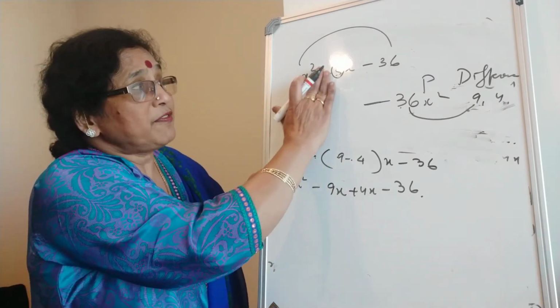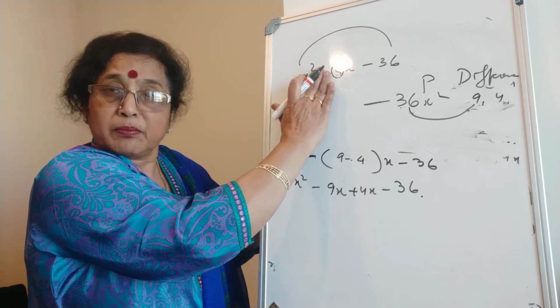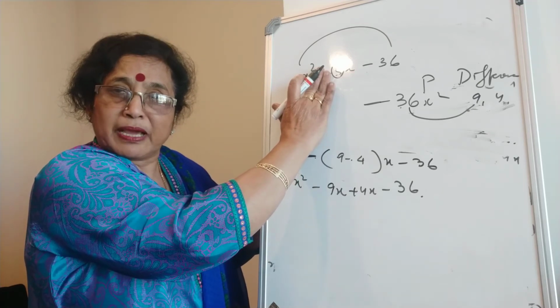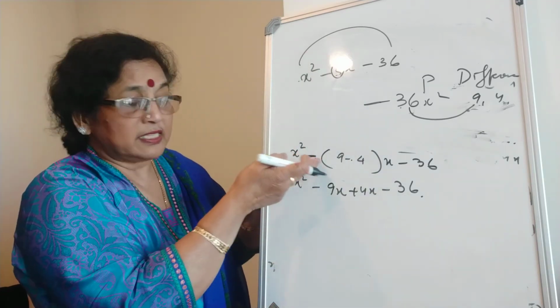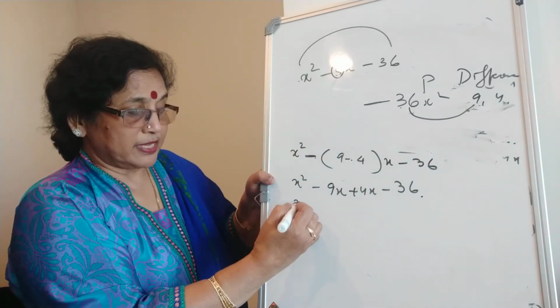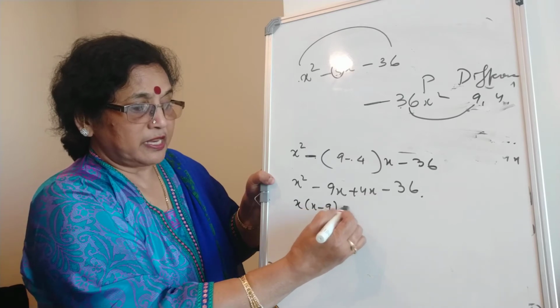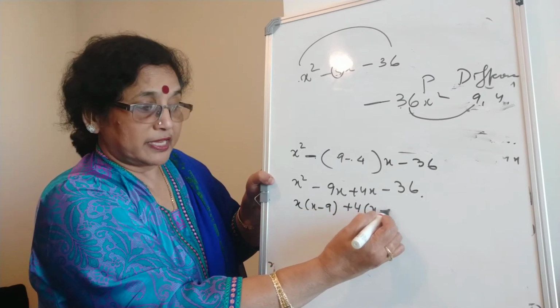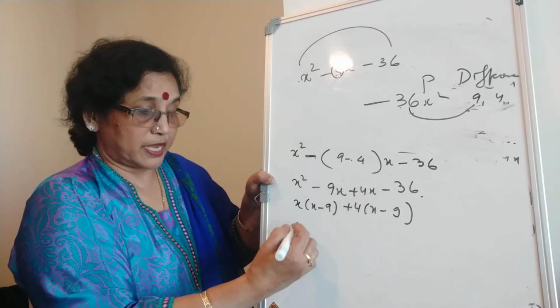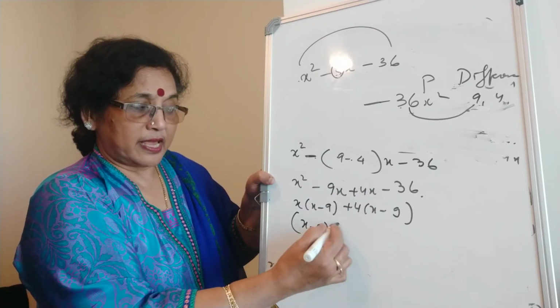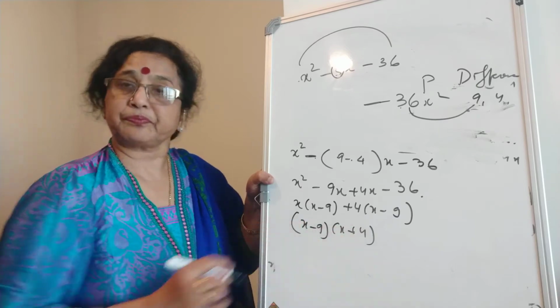I'm only replacing 5 as a difference of two numbers whose product will be minus 36 and difference will be 5. The sign, this takes care of. So x common, x minus 9, plus 4 common, x minus 9. What is the common factor in both the groups? x minus 9, and that's x plus 4.